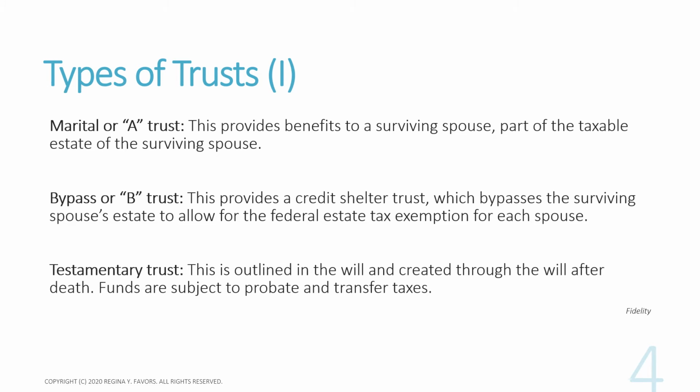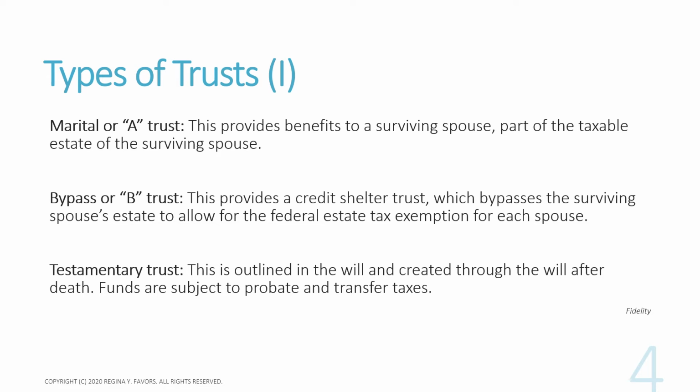So here are the types of trusts. So there's a marital or A trust. This provides the benefits to a surviving spouse, part of the taxable estate of the surviving spouse. Bypass or B trust. This provides a credit shelter trust, which will bypass the surviving spouse's estate to allow for the federal estate tax exemption for each spouse.